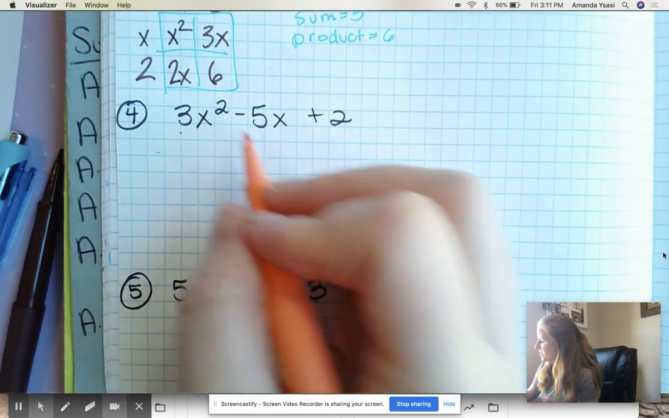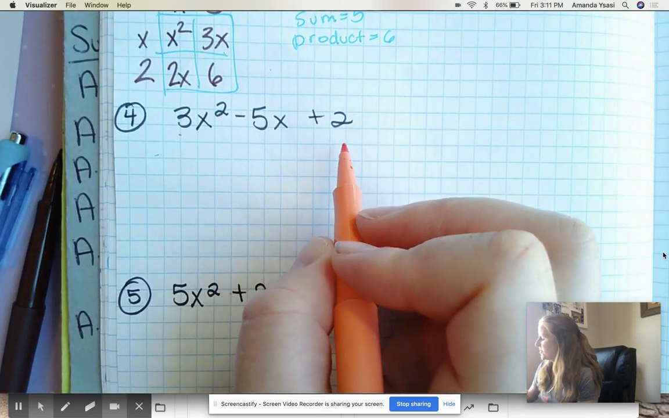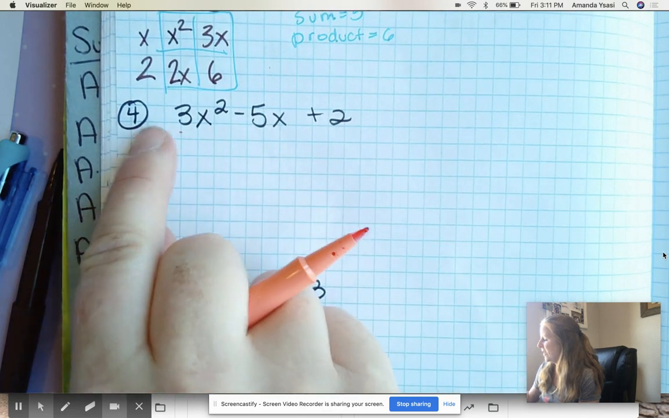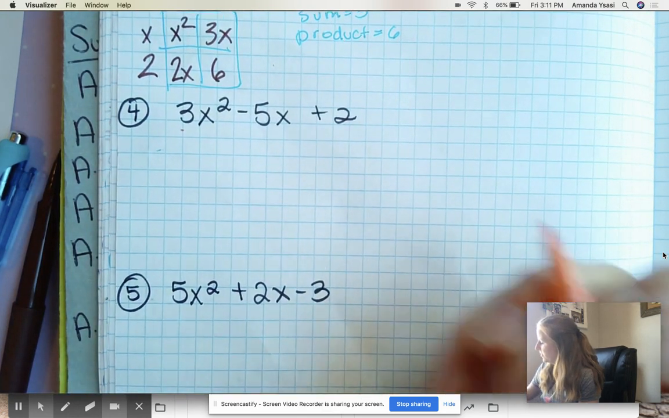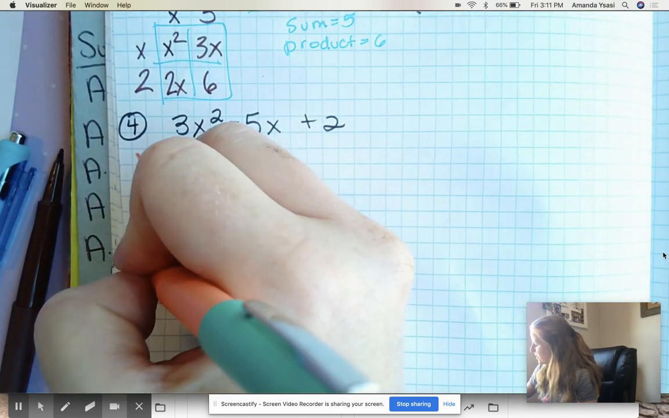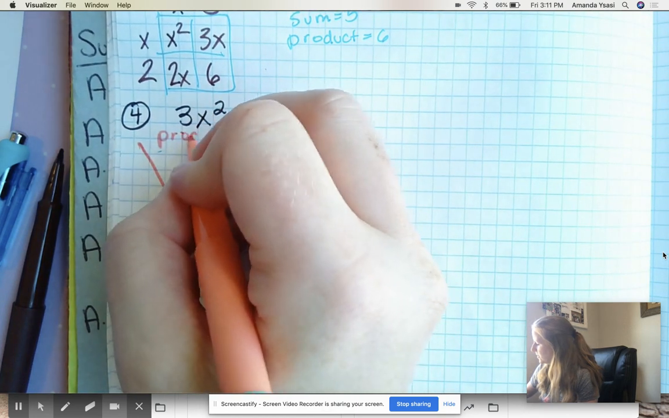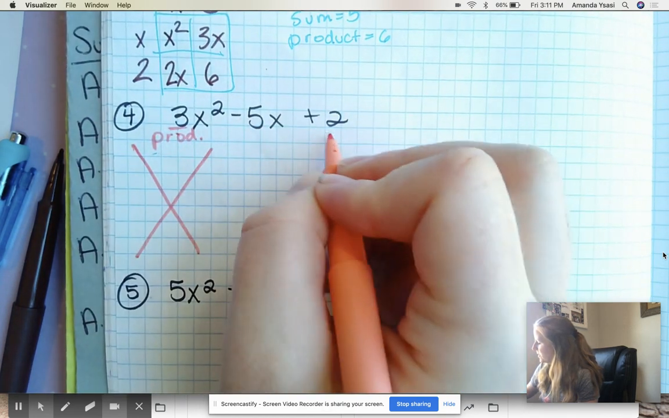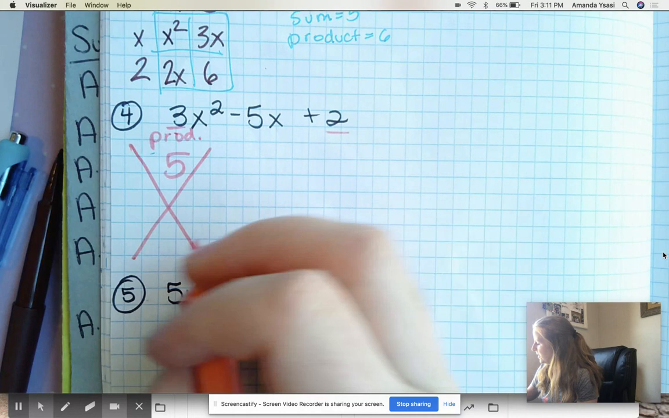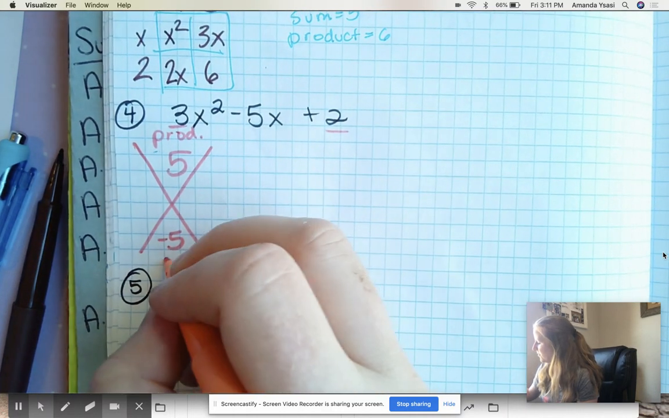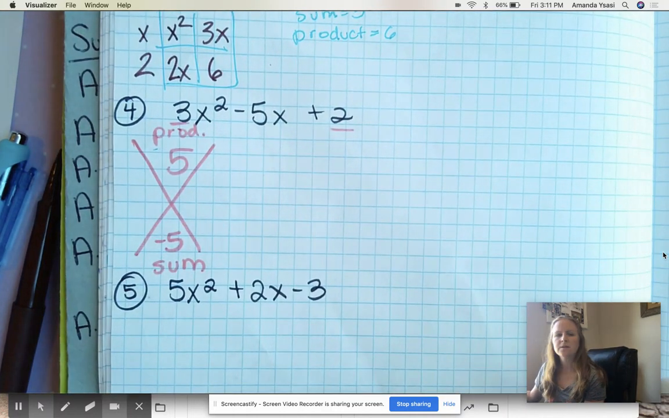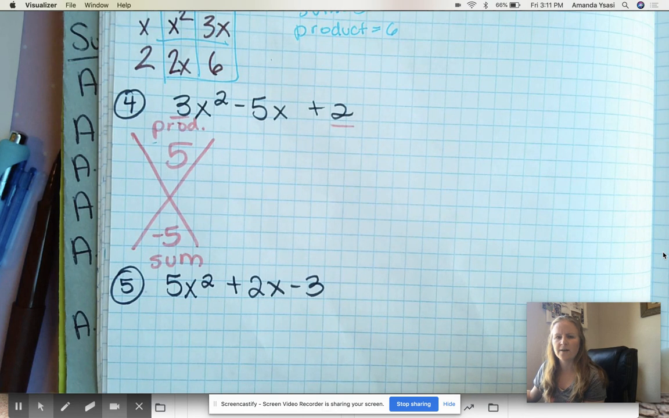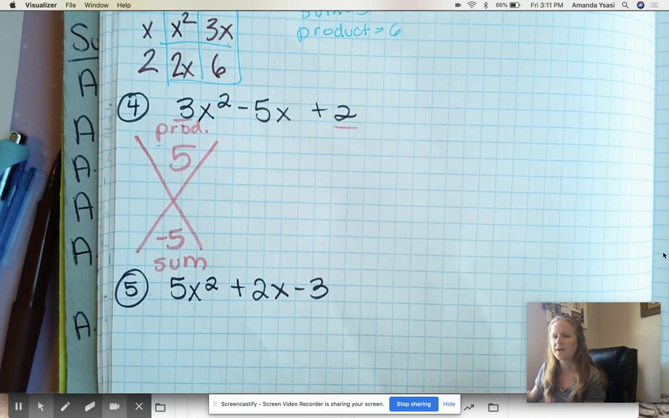We have 3x squared minus 5x plus 2. I don't have anything that's alike, so I can't factor anything out. But I can look and see. We want a product of a times c, so 3 times 2 is 6, and a sum of negative 5. So what would give you a product of 6? 1 times 6, but if you add those, that won't work.